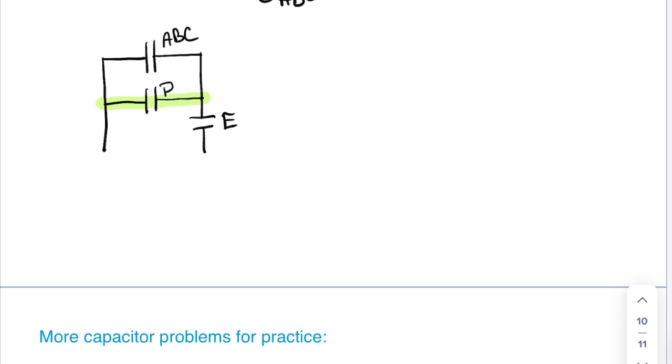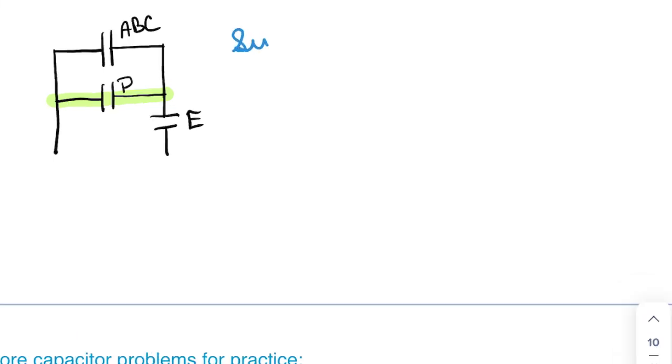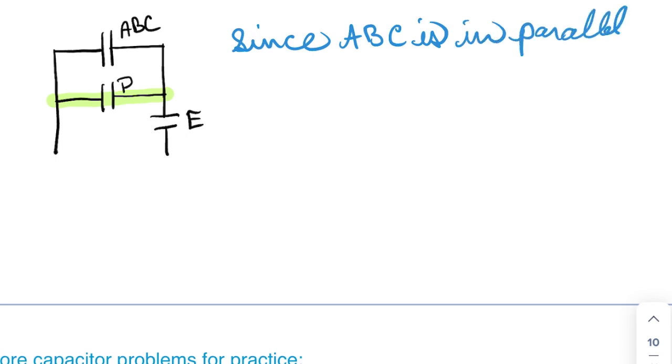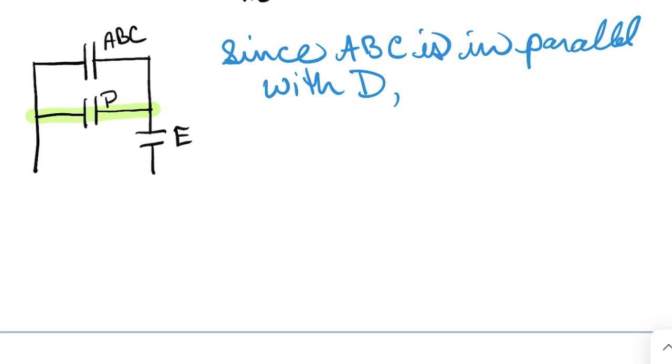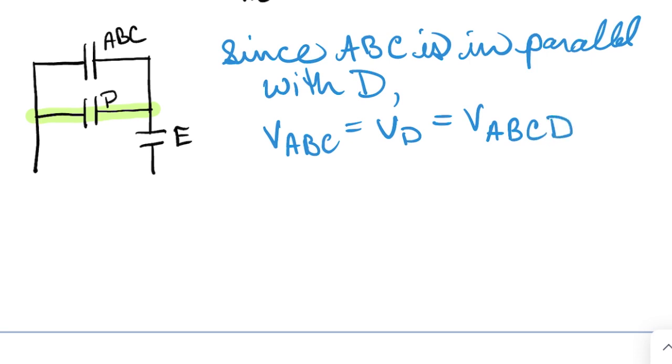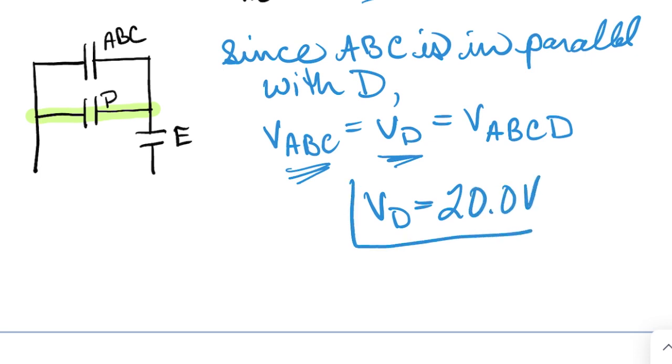All right, now I'm going to grab my picture from when I had the combination of D with ABC and look at what the situation was. They were in parallel with each other. Looking at my rules for capacitors and what is the same when they are in parallel, I see that it's the potential difference. That means the potential difference of each branch equals each other, and it equals the potential difference of the whole thing combined. So the potential difference on the 3 microfarad capacitor is 20 volts.